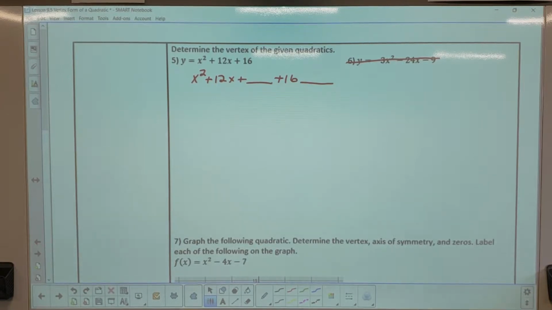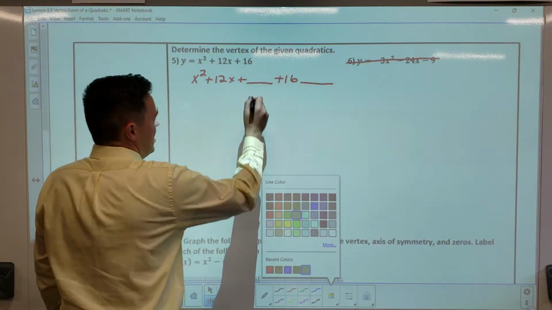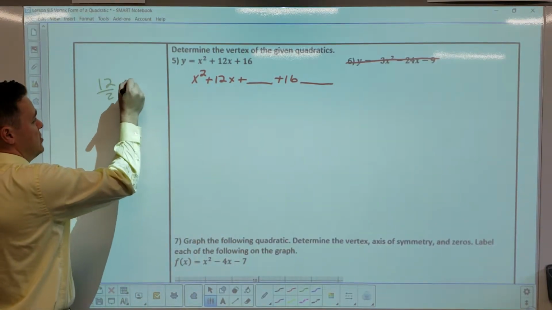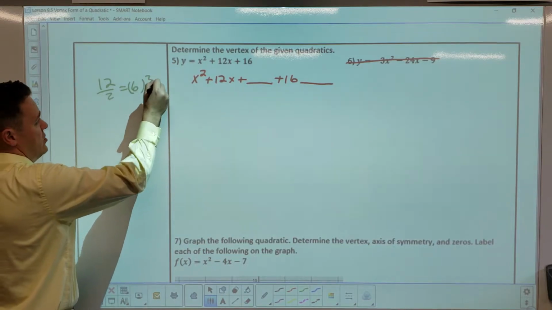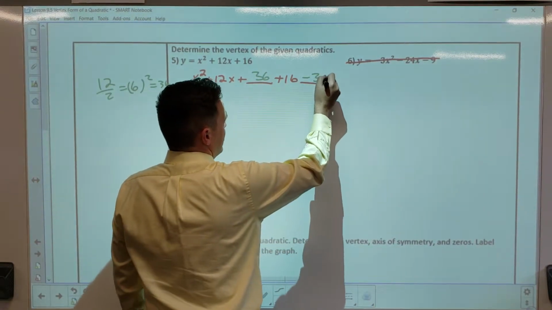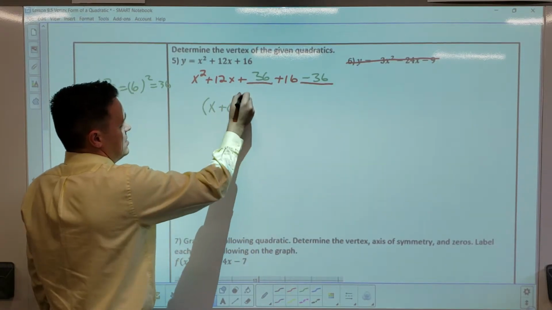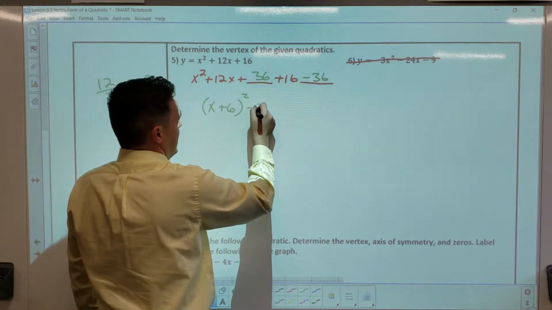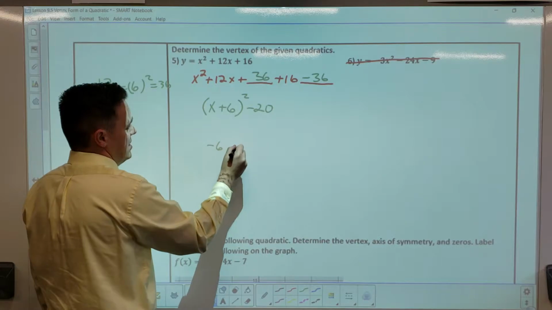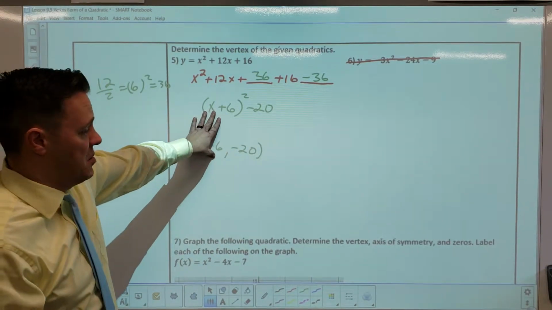All right, remember on this particular equation, if you do your setup correctly, you would add, so remember it's 12 divided by 2 is 6. You square it, you get 36. So it'd be 36 here and minus 36 here. So my setup would be x plus 6 squared, and then it's going to be minus 20. So my vertex would be -6, -20. And then of course, again, this is a minimum point.